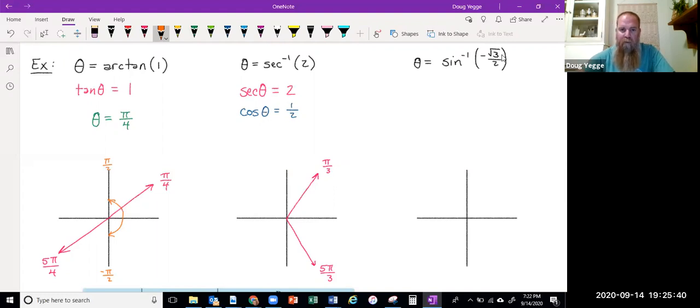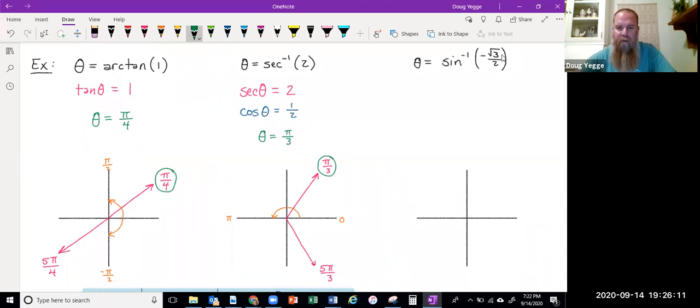Well, we have to remember that the range for secant inverse and cosine inverse is supposed to be from 0 to pi, not from negative pi over 2 to pi over 2. So I know my answer that I give should be somewhere between 0 and pi, and that means the only possible answer, just like this was at pi over 4, this one must be at pi over 3. So theta equals pi over 3.